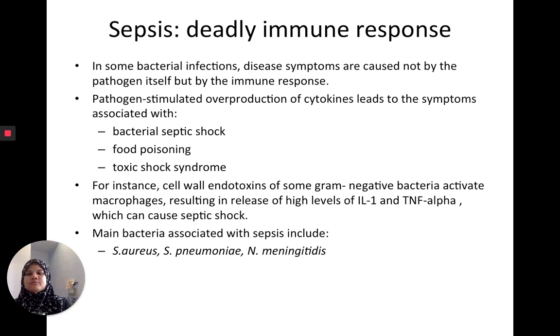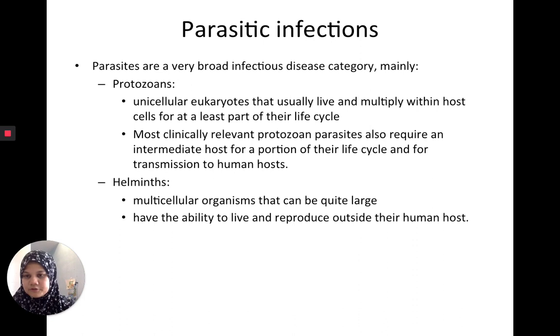Another deadly immune response to bacterial infections is sepsis. So this is again another case where it's not the bacteria that kills the person, it's the immune response. The pathogen will stimulate the immune response, but the immune response and overproduction of cytokines is what then leads to symptoms like bacterial septic shock and toxic shock syndrome. So that can be very rapidly fatal for people.